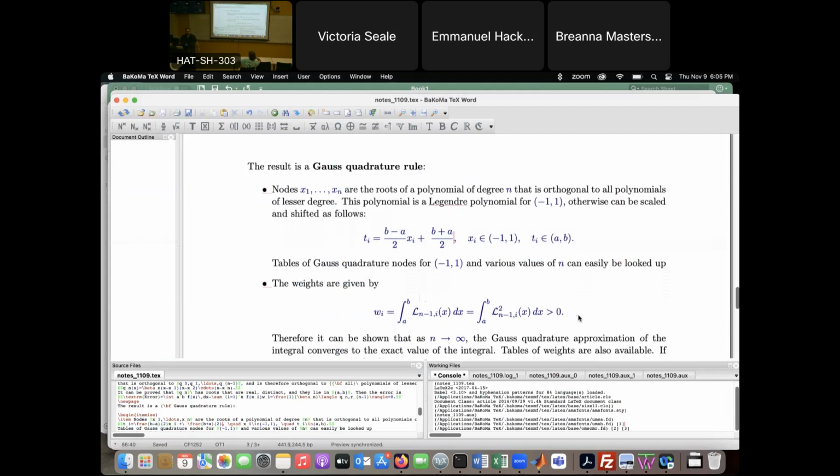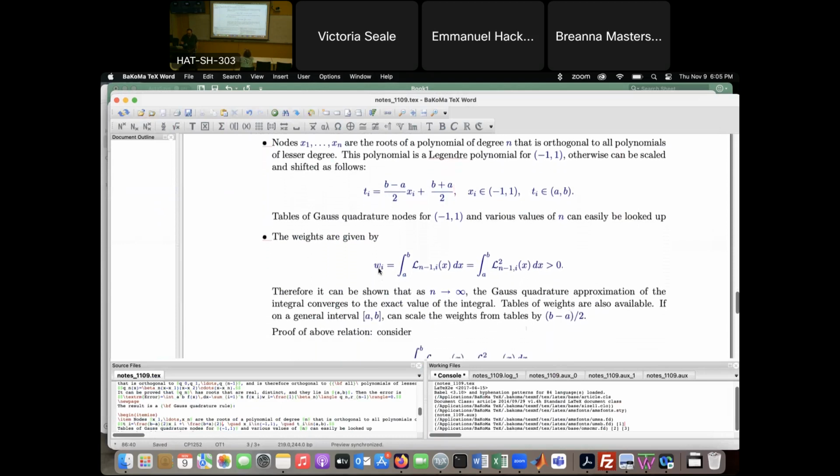So high degree of accuracy, good numerical stability, can't beat that. And because the weights are guaranteed positive, it can be proven that as n goes to infinity, the Gauss quadrature approximation converges to the exact integral.